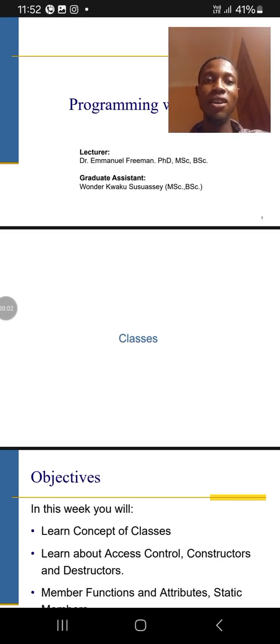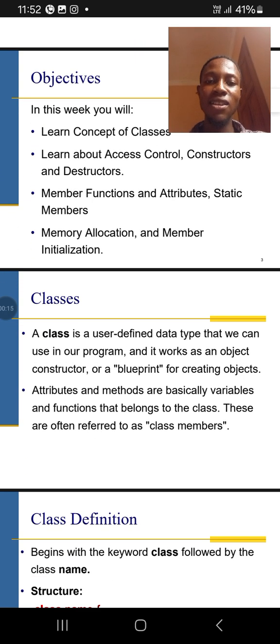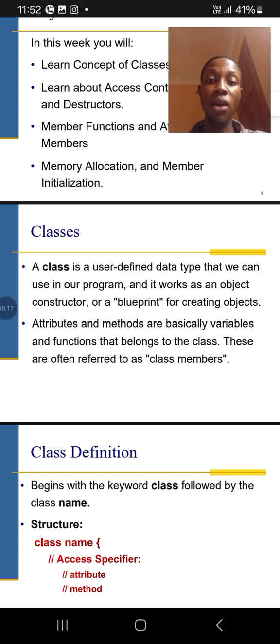Hi. In this video, we'll be talking about classes in C++ programming. First of all, what are classes? A class is a user-defined data type that we can use in our program, and it works as an object constructor or a blueprint for creating objects. We can say a class is a blueprint or a template that defines the characteristics and behavior of an object.